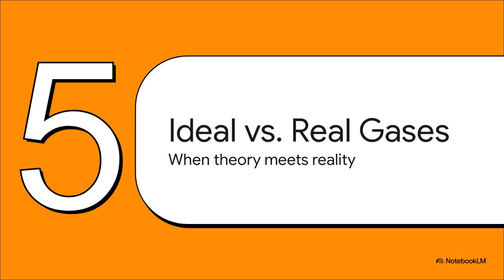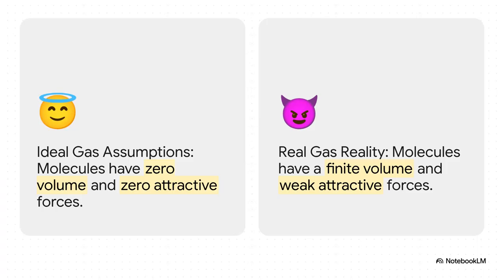The ideal gas law is amazing, but remember, it's based on those ideal gas assumptions. And real gases, out here in the real world, well, they don't always play by those perfect rules. So where does the model start to break down? It's those two assumptions we talked about earlier. The ideal model pretends gas particles have zero volume and zero attraction for each other. But in reality, of course, molecules have a tiny bit of volume, and they do have weak little attractive forces that can pull them together.